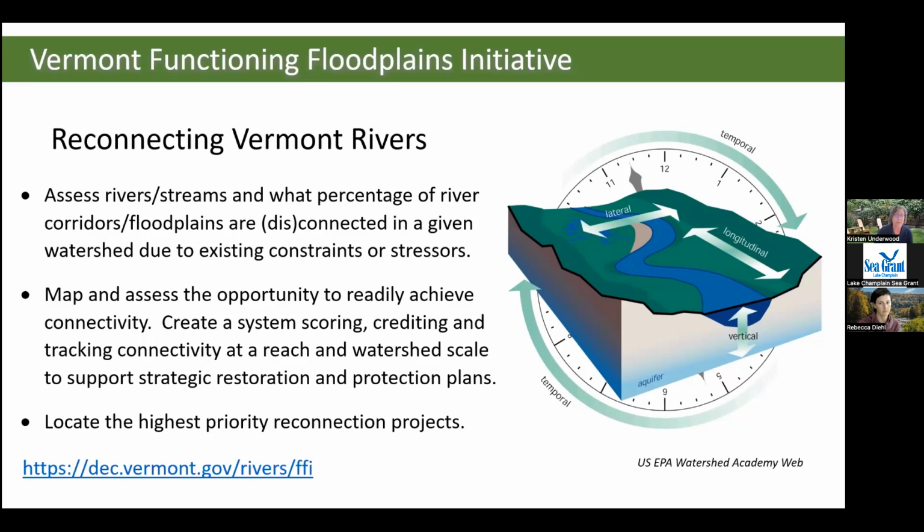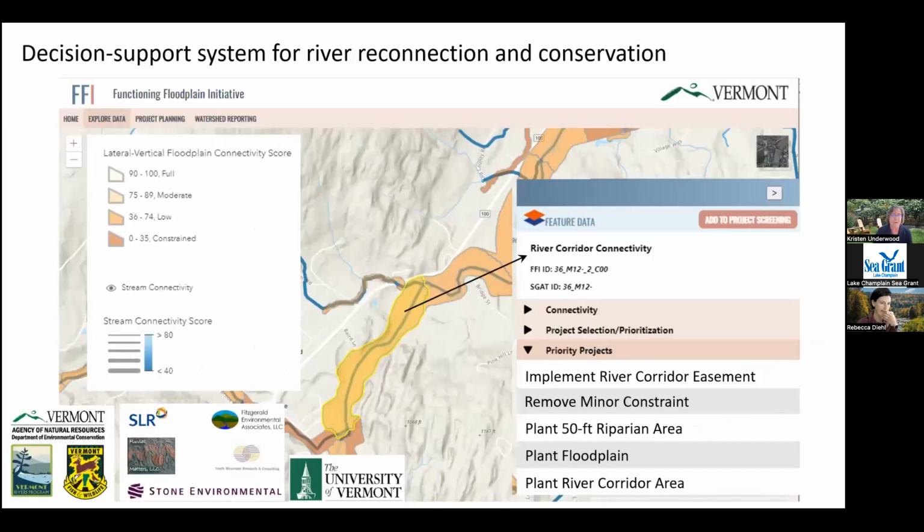So over the last couple of years, the Vermont Functioning Floodplain Initiative has developed a decision support system implemented in a web-based framework where we're analyzing the lateral and vertical floodplain connectivity, as well as the longitudinal temporal stream connectivity. This has been performed for streams draining greater than 2 square miles in the Vermont portion of the Lake Champlain Basin. These data inform then the selection and the prioritization of reconnection and conservation projects.